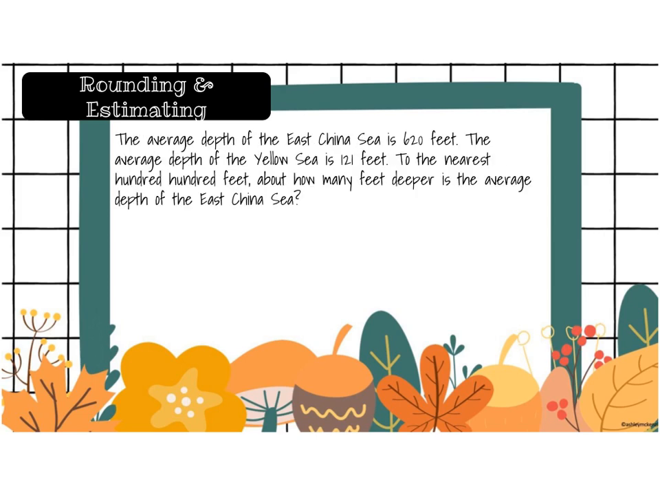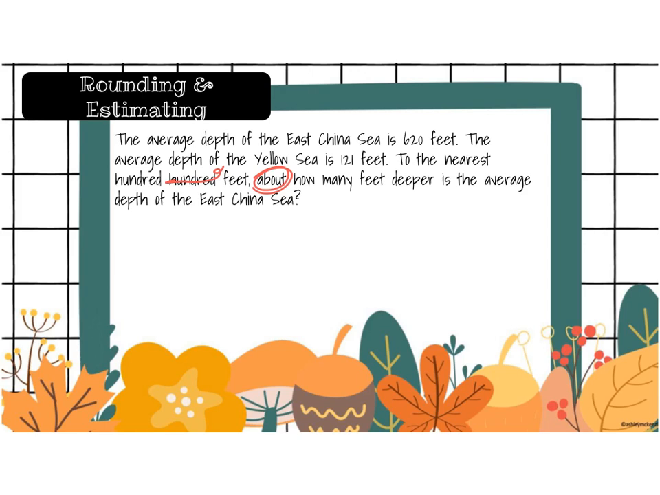Okay, next. The average depth of the East China Sea is 620 feet. The average depth of the Yellow Sea is 121 feet. To the nearest 100 feet, about how many feet deeper is the average depth of the East China Sea? About is my key word here. Y'all work it out on your whiteboards. Draw it on your whiteboard real quick.